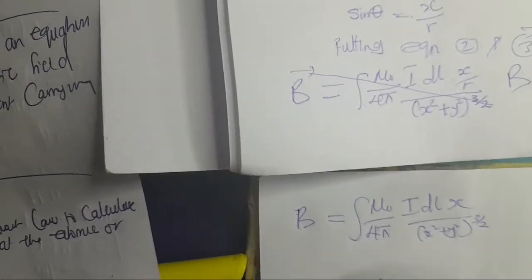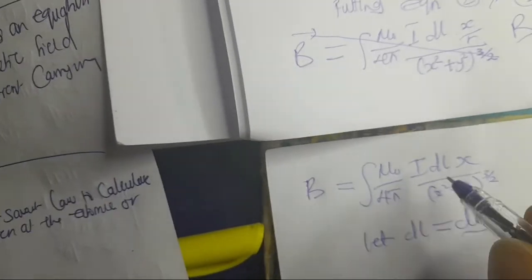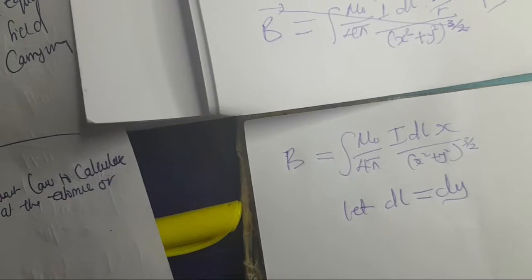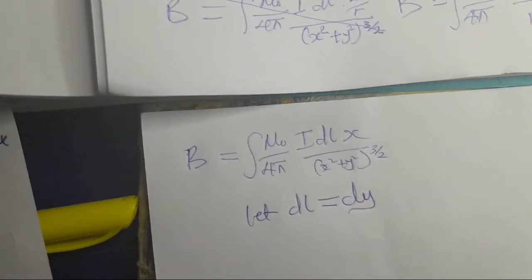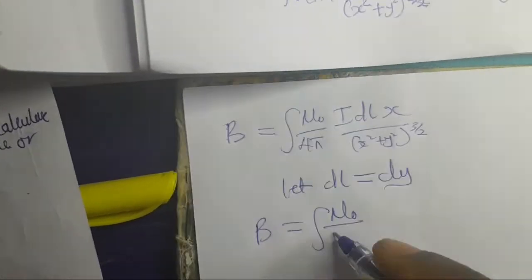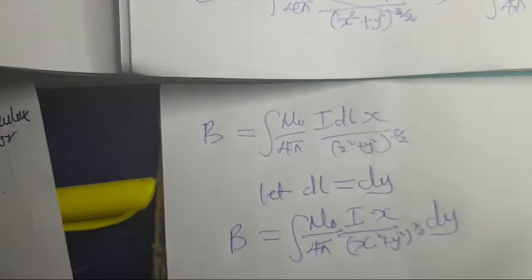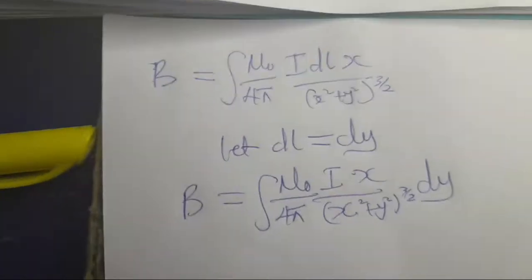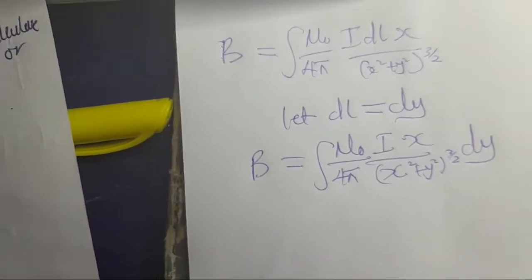Now, let dl equal dy. That's the element here. Since it's on the y-axis, we make it dy so that we can integrate. So we are saying let dl be equal to dy so that we can find the integral of this function. So our B will be equal to μ0 I x over 4 pi, over x squared plus y squared to the power 3 over 2, dy. So now we know that we are going to integrate with respect to y.